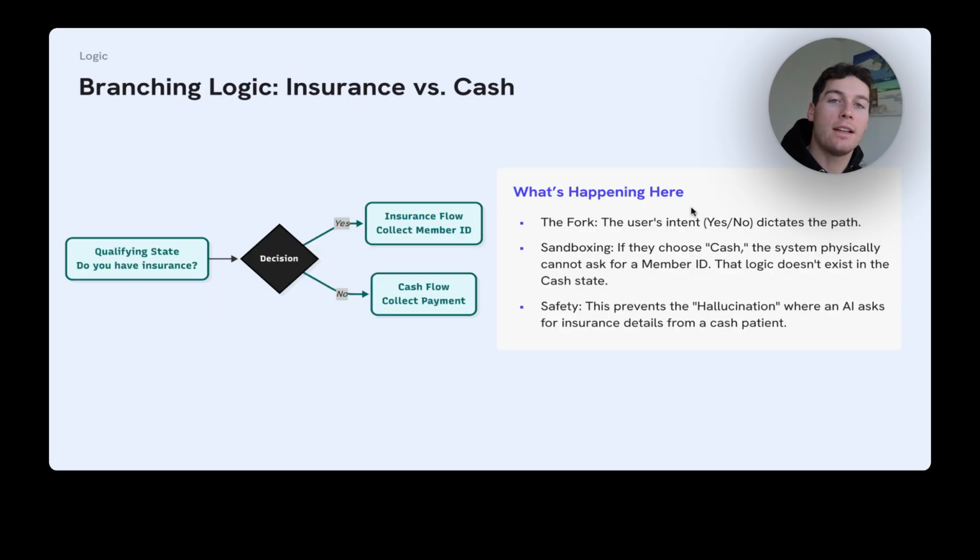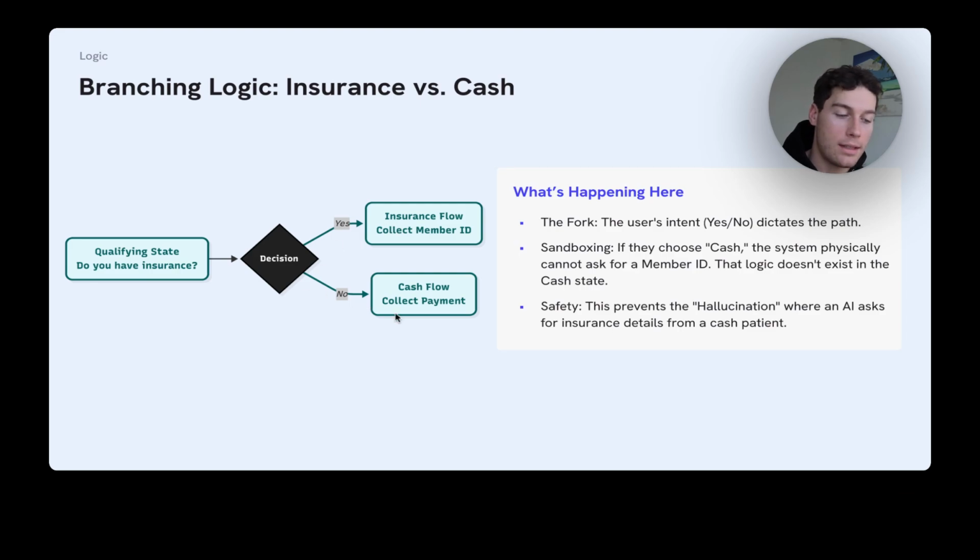Now, let's look at handling complexity. Eventually, you'll hit a fork in the road. Does the user have insurance or are they paying cash? This is just a standard decision diamond. If they say yes, we transition up to the insurance flow. This state has its own unique rules. It'll ask for the member's name. It asks for member IDs, provider names, and other things like that. But if they say no, we go down to the cash flow.